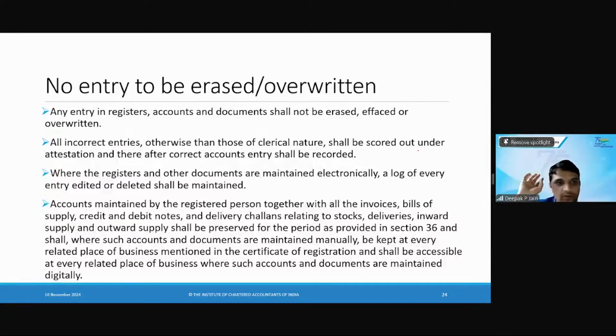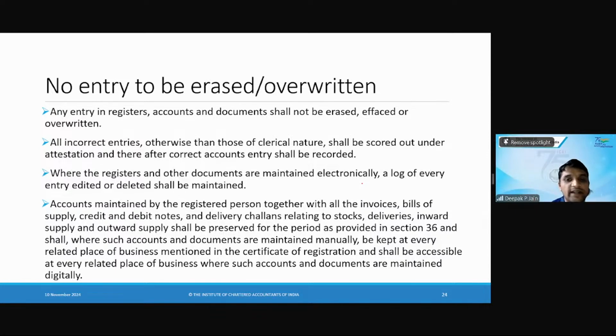Similarly, here also there has to be audit trail where the registered are maintained electronically. A log of every entry edited and deleted should be maintained. So this is that अगर आप electronically maintain करते हो तो फिर cancel का कैसे पता चलेगा? So they should have a log saying that when was the entry made, when was it cancelled, when was it deleted, by whose authorization and whose approval.